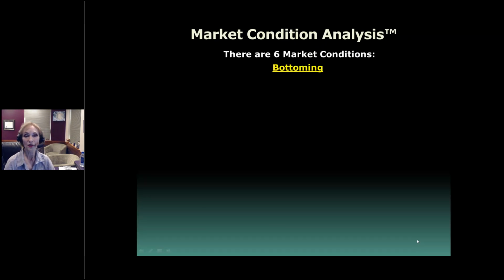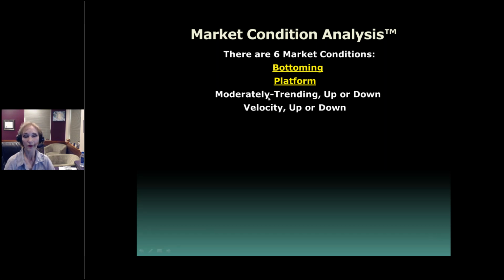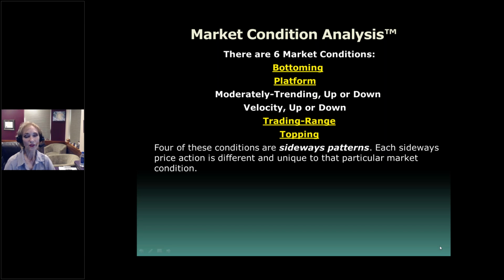So the 6 market conditions are bottoming, platform, moderately trending, up or down. Very common to see this. Velocity up or down, very short term. Velocities are very limited in time span. Trading range, which we're in right now, and topping. 4 of these conditions are sideways patterns. Bottoming, platform, trading range, and topping are sideways. Only moderately trending or velocity actually trend up or down. Each sideways price action is different and unique to that particular market condition.